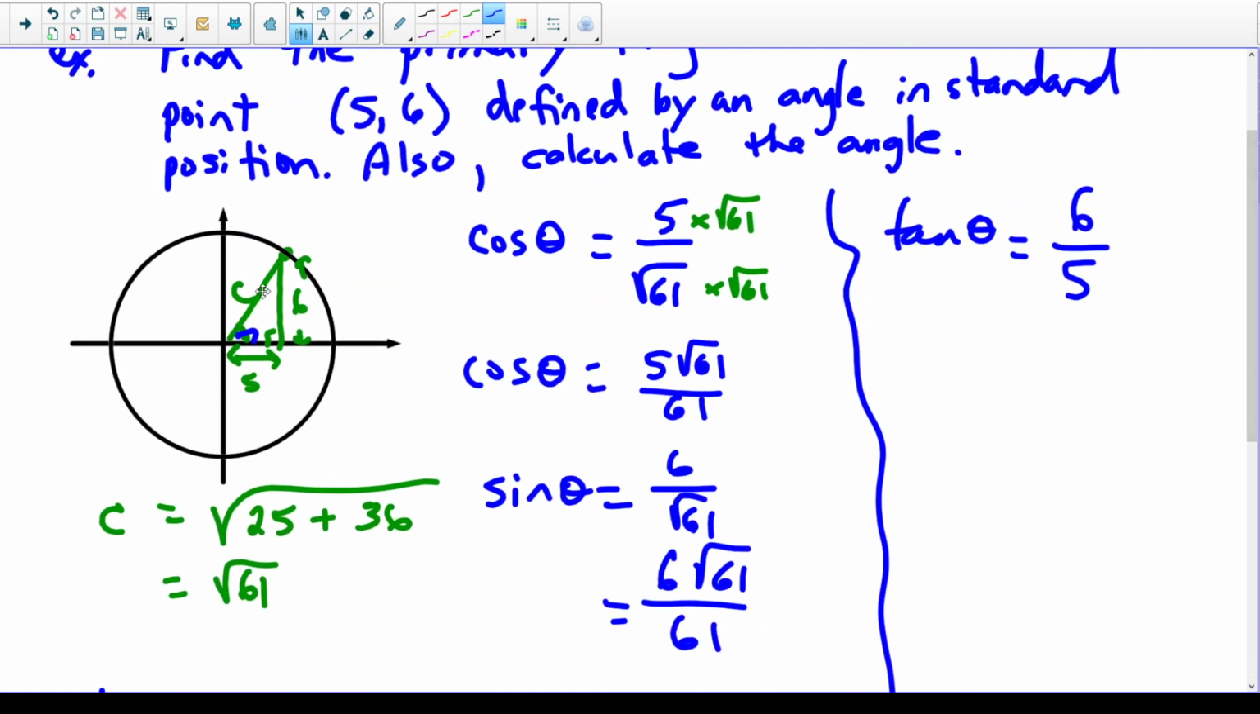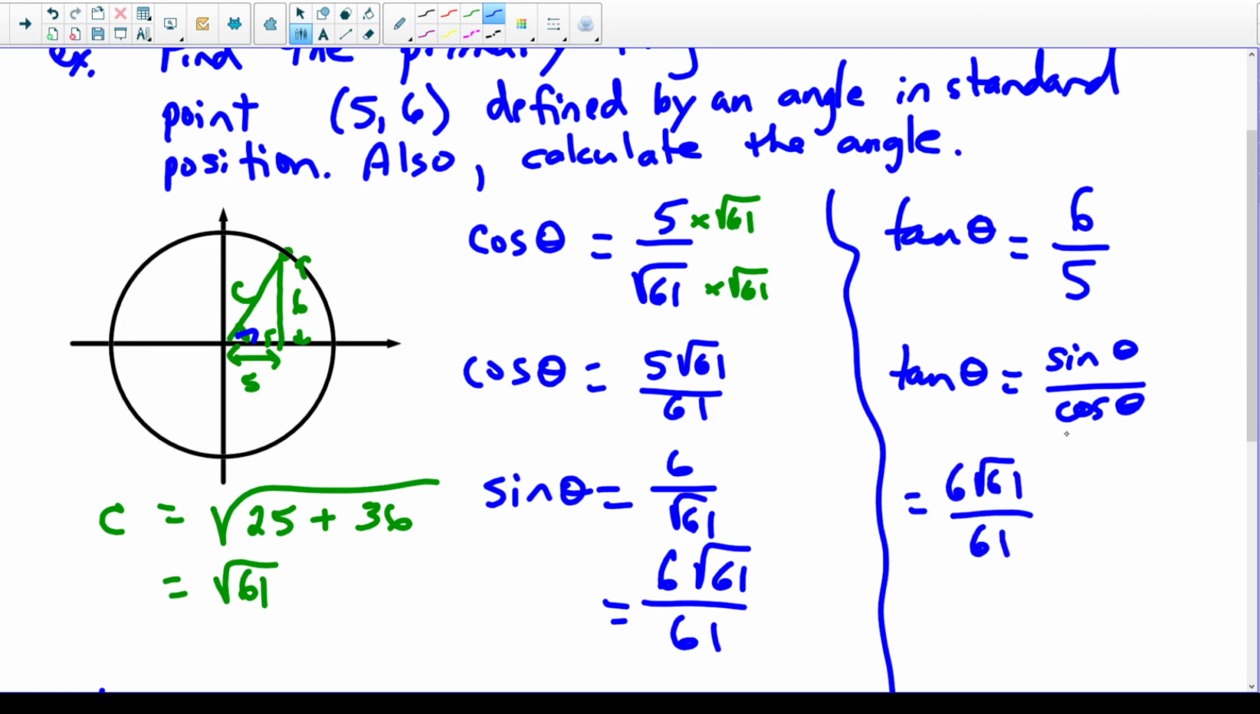in a circle that doesn't have a radius of 1? So just for fun, what if we use the sine theta over cos theta identity to see if we get the same answer as just looking at the opposite over adjacent? Well, what is sine theta? Sine theta is 6 root 61 over 61. And I'm going to write the division of cos theta this way. So cos theta is 5 root 61 over 61.